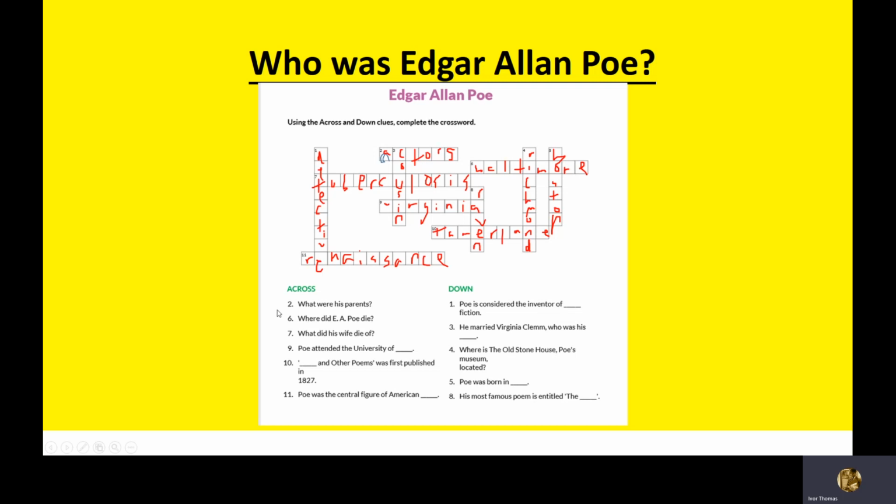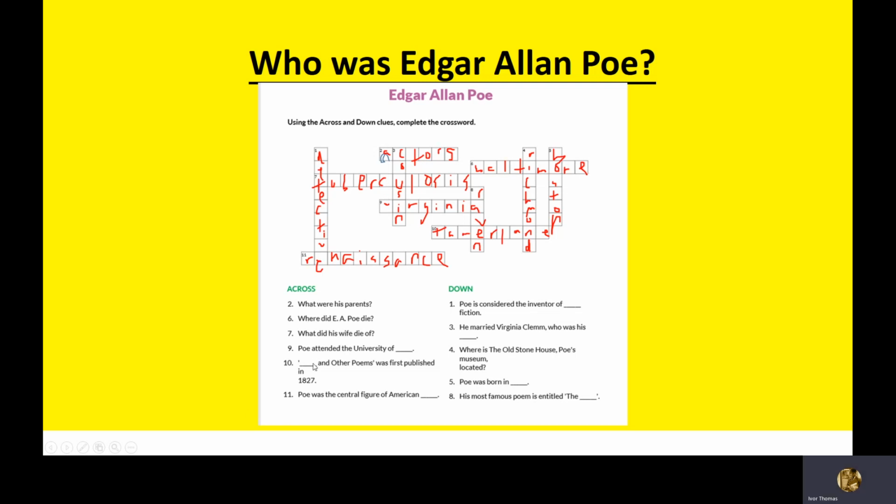His parents were actors. Poe, 6 across, died in Baltimore. He worked in the US for most of his life, went to the university. 9 across, he attended the University of Virginia, having been to school actually in England. His wife, 7 across, Virginia, died of, that's right, University of Virginia, married Virginia. His wife died of tuberculosis.